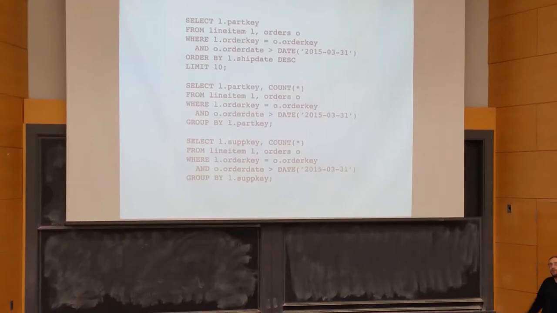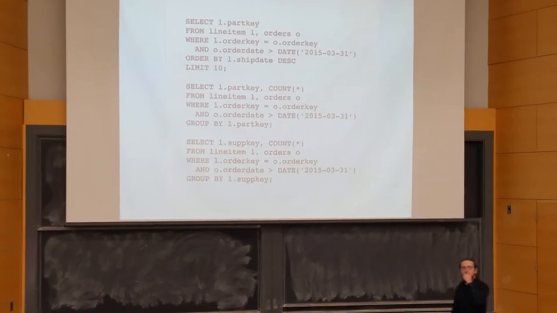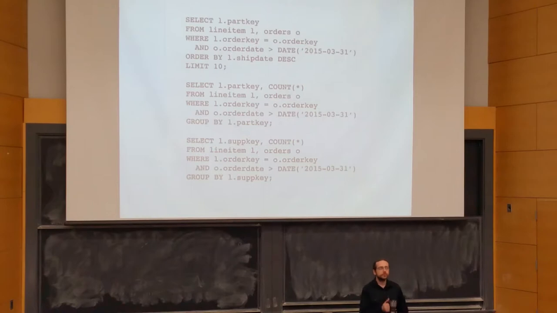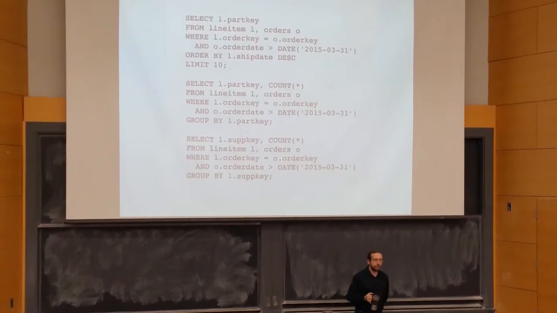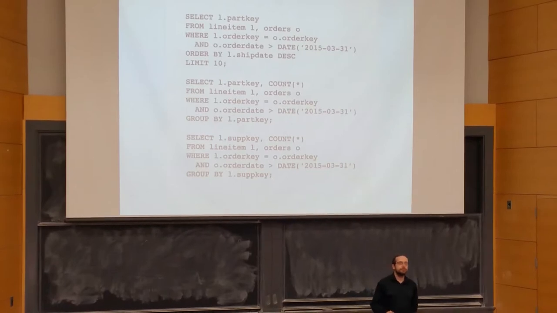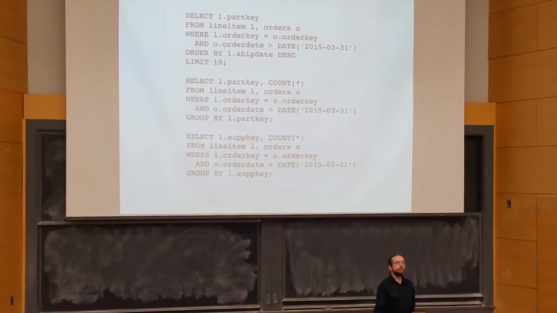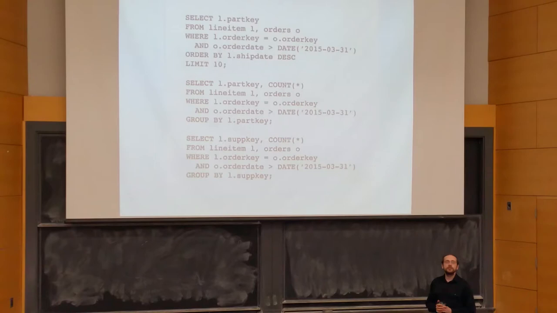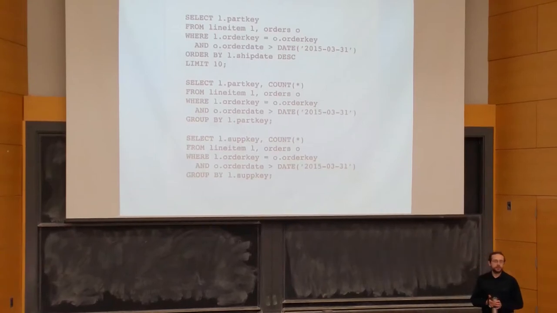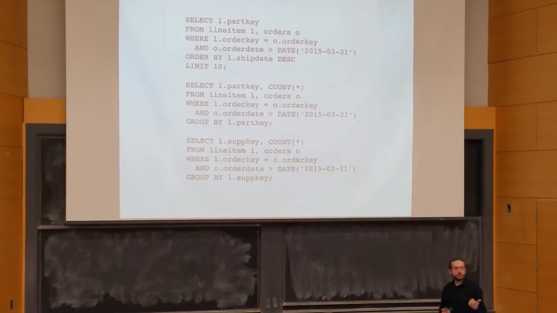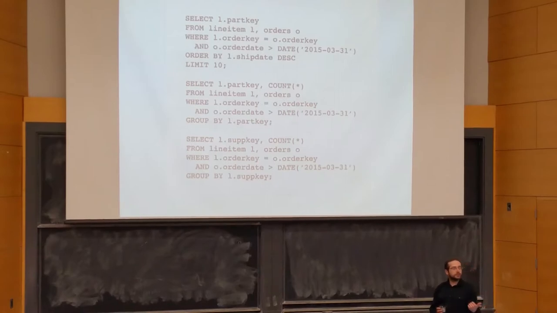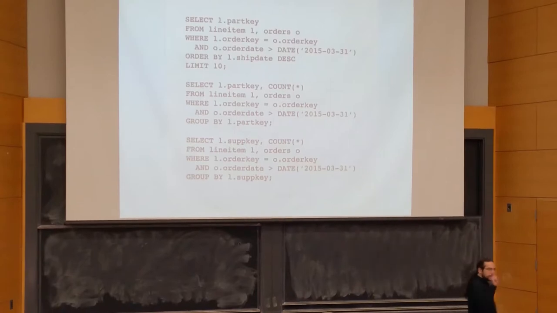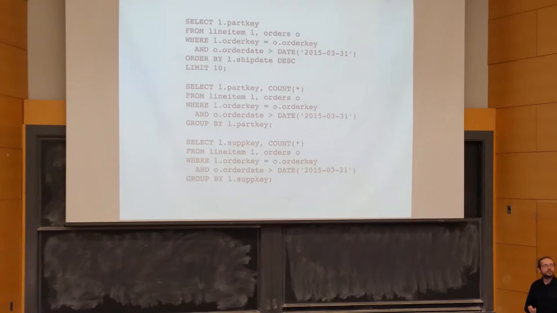Does anyone see a general pattern in these queries? They have the same where clause, okay. Anything else? They're selecting similar items. Yep. They're joining two tables, which tables? All of them? Well, in each of the queries they're joining those same two tables, right?